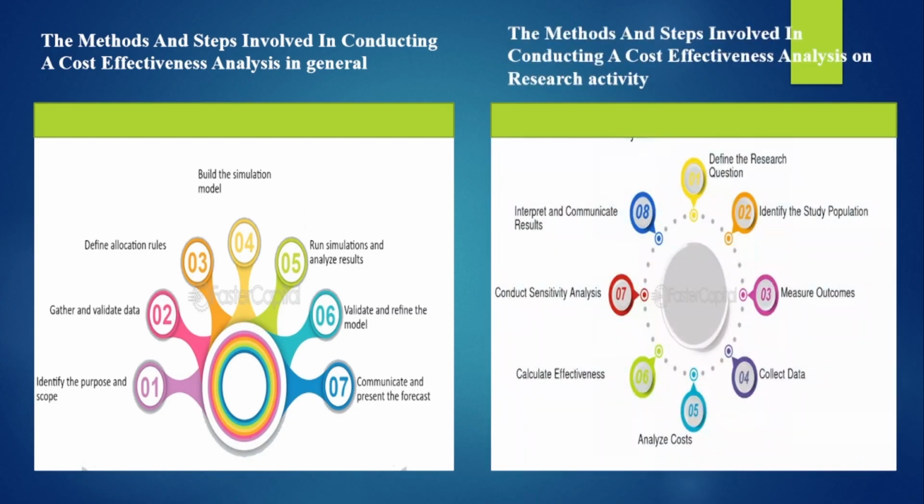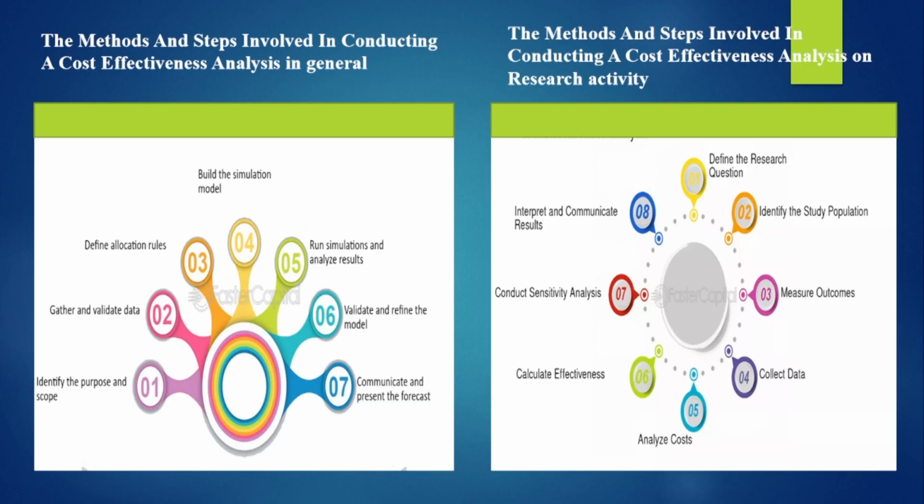The methods and steps involved in conducting a cost effectiveness analysis on research activities. What are the research activities? There are so many components of research activities. First of all, one point that can be discussed: define the research question. The research question is totally based on a review of literature. What is the review of literature? It is a review of primary, secondary and tertiary data at the local level, national level and international level. After that we can get the research question.